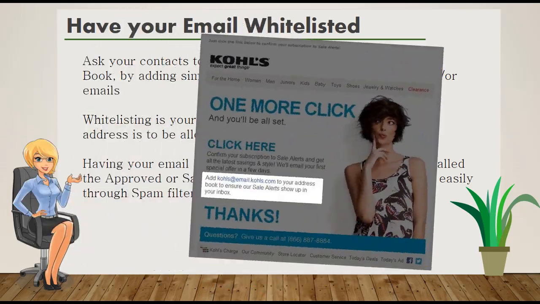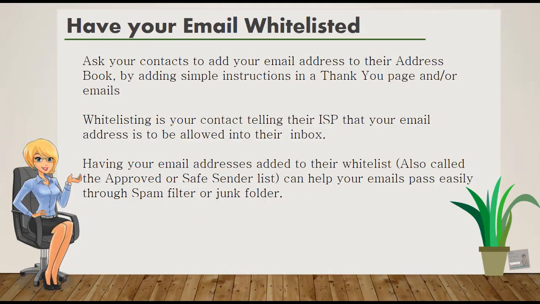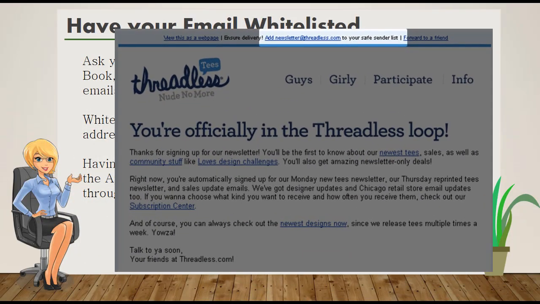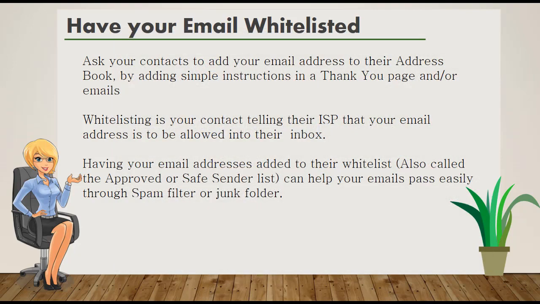Ask your contacts to add your email address to their address book. You can do this by adding simple instructions to a thank you page or in a confirmation email. Whitelisting is your contact telling their ISP that your email address should be allowed in their inbox, that its content is content they do want to receive. Having your email address added to their whitelist, also called approve or safe sender list, can help your emails pass easily through the spam filters or junk folders and instead land in the inbox.